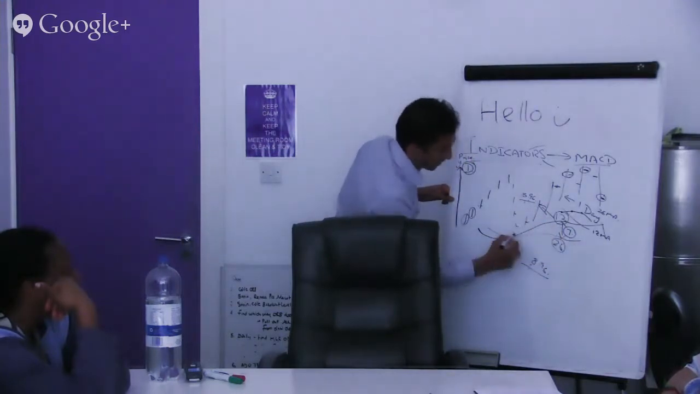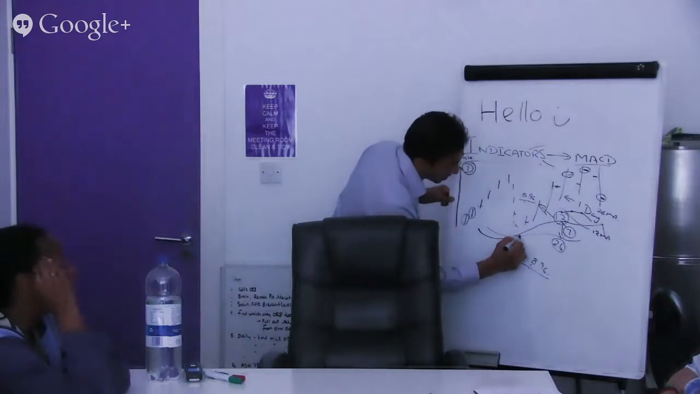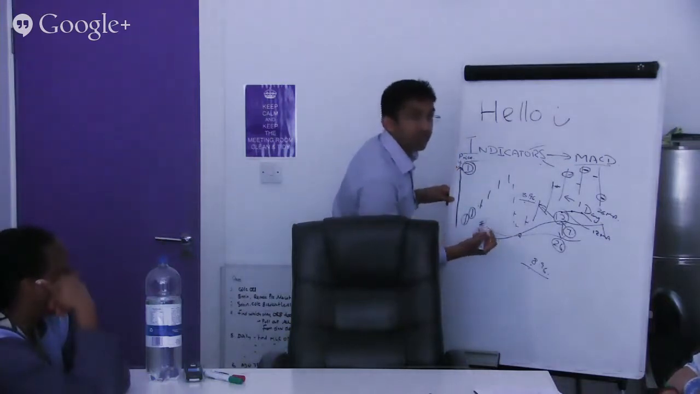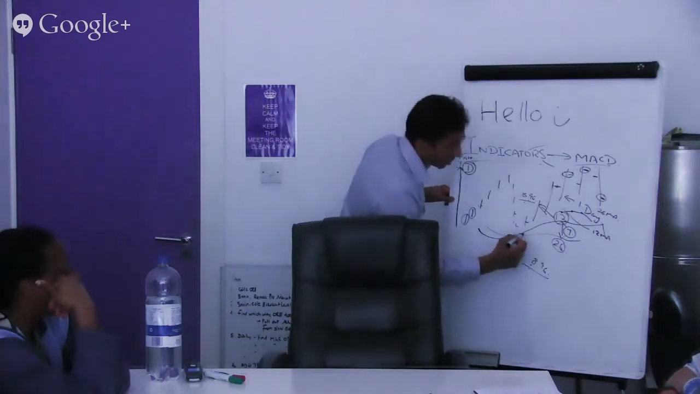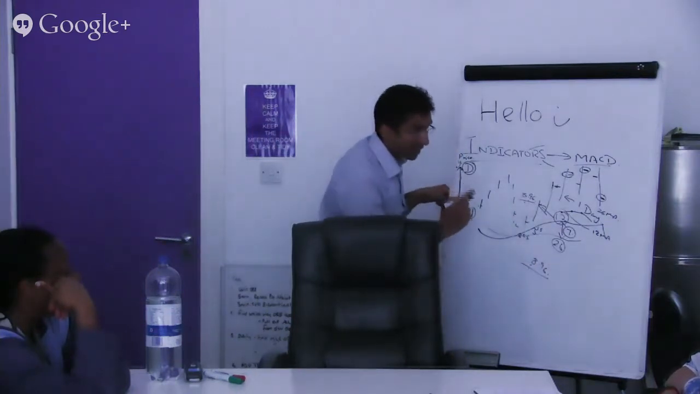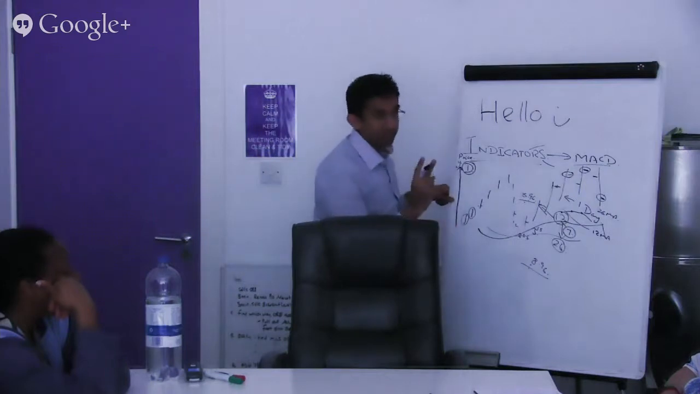If this is 7, would this one be less than 7 or more than 7? Far less than 7. Probably about 0.5. Now over here, past two items, let's say 1. Finally it goes up to 7. Now the MACD has two lines in it, isn't it?